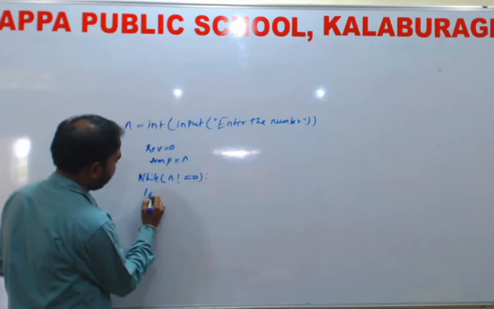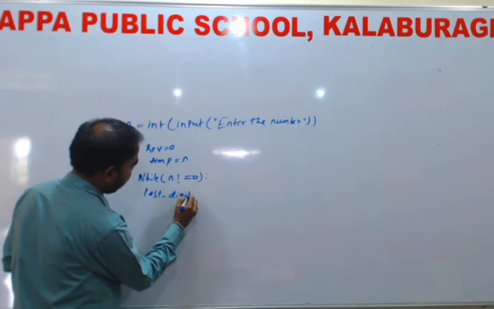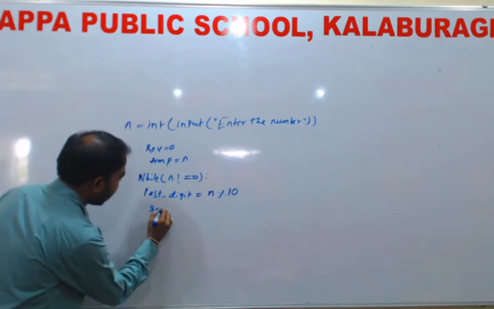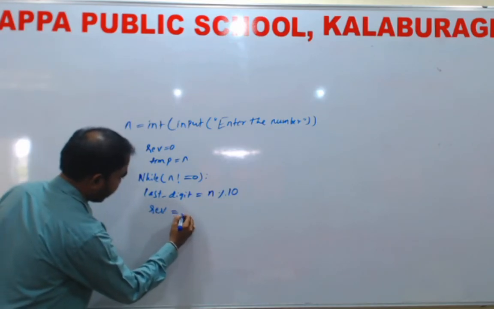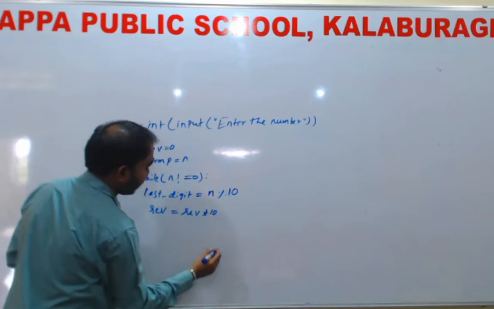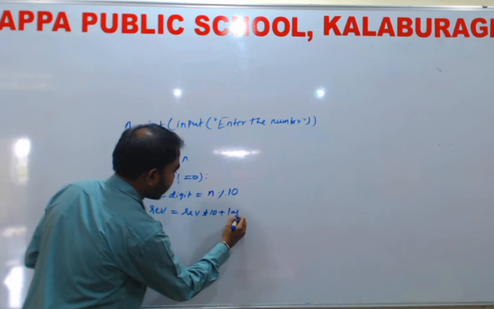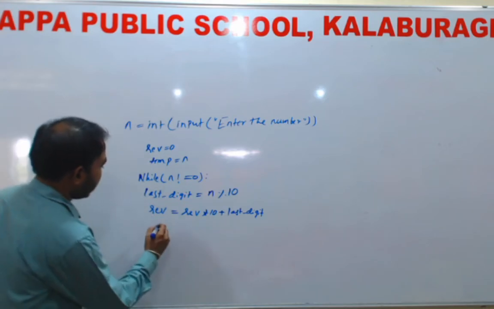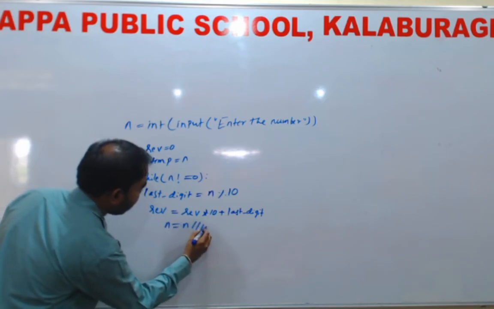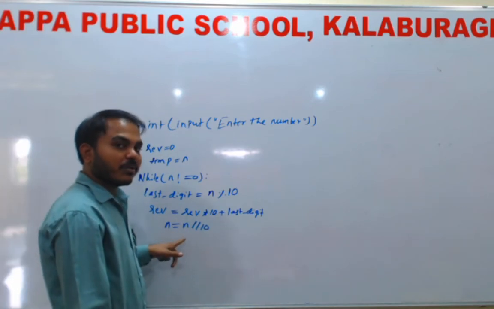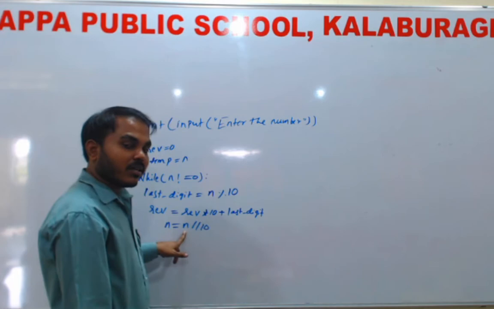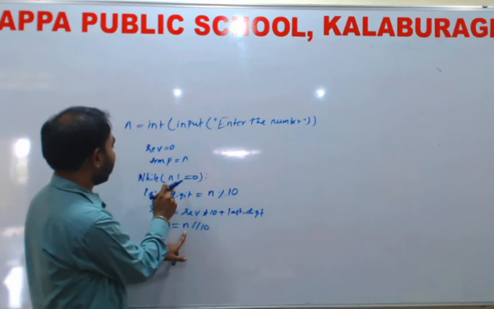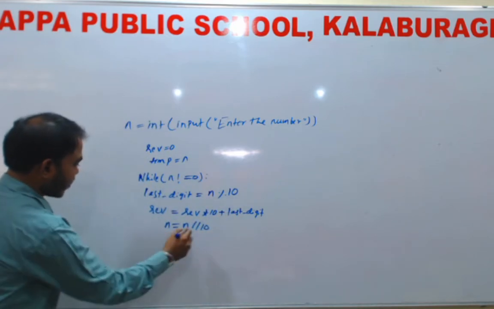So what is this? Last digit, which is equal to n mod 10. Then I am going to use reverse is equal to reverse star 10 plus last digit, right? After this completes, we can use n is equal to n divided by 10. So when I get a value, the n value which the user entered is divided by 10. Again the value is going to be traced from here, right?